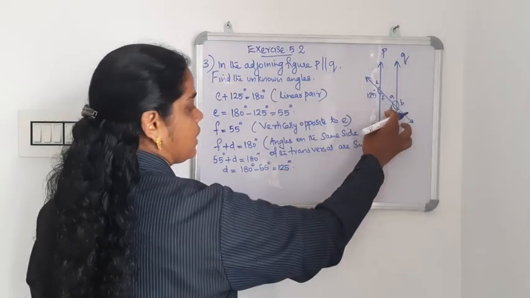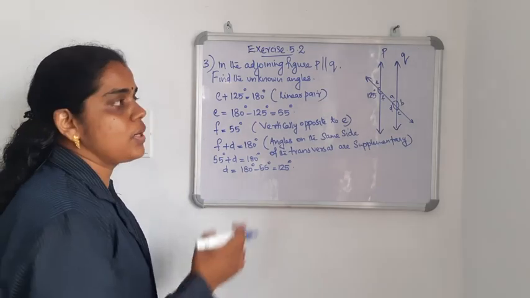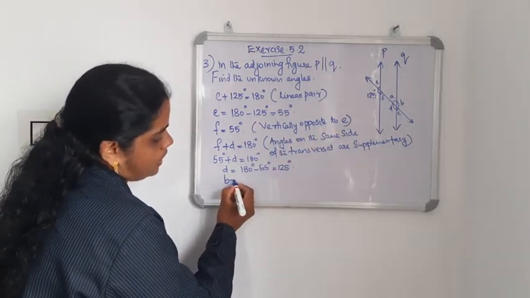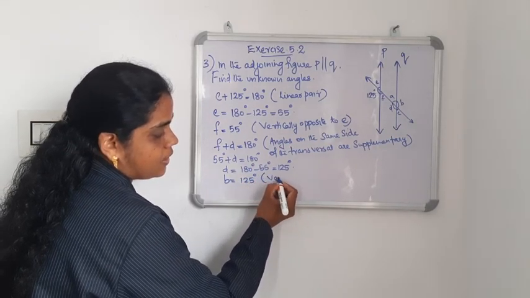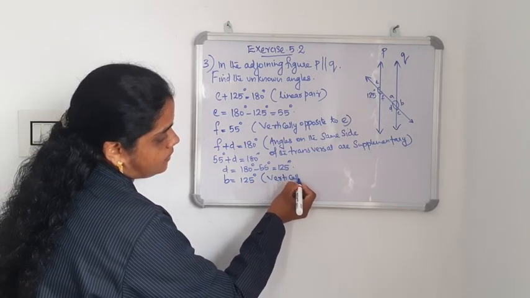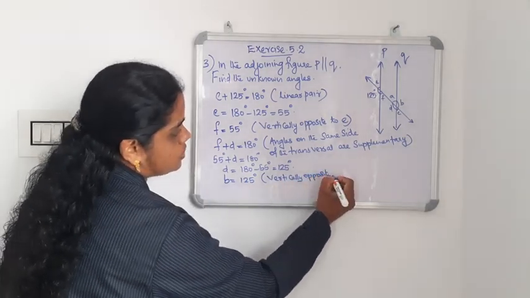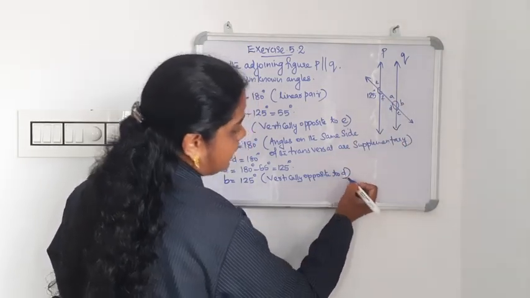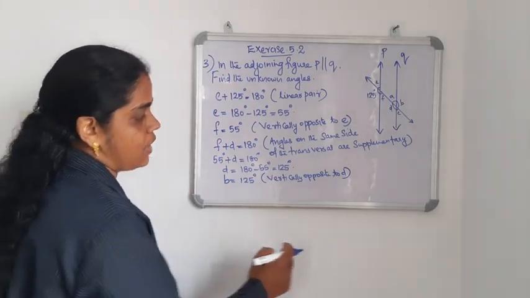Okay. So angle D, if it is 125, B also 125 because it is vertically opposite. Next step, B equal to 125 degree, within bracket vertically opposite to which one? Vertically opposite to D. So D is 125, B also 125.